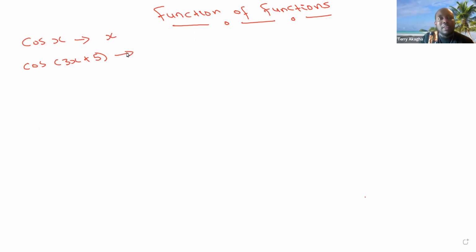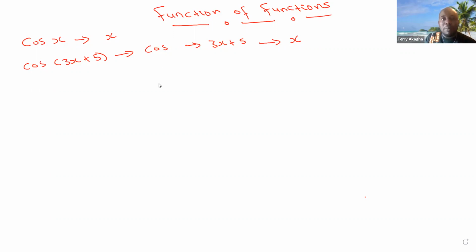The first thing is that the cosine is a function of 3x plus 5, and the 3x plus 5 is a function of x. So that means a function of a function. To get cos of 3x plus 5, you need to find x first, get 3x plus 5, and then you can find the cosine.